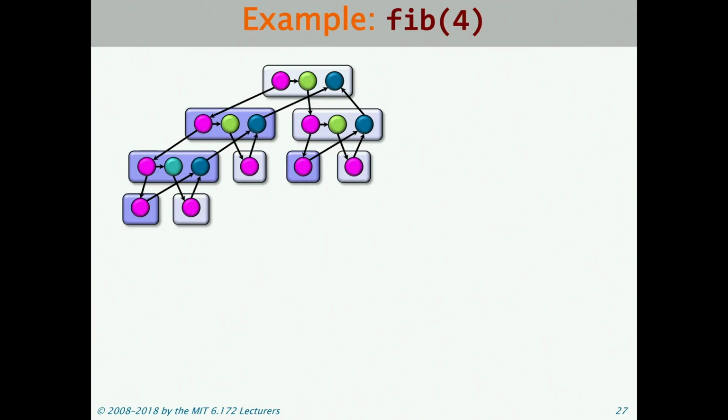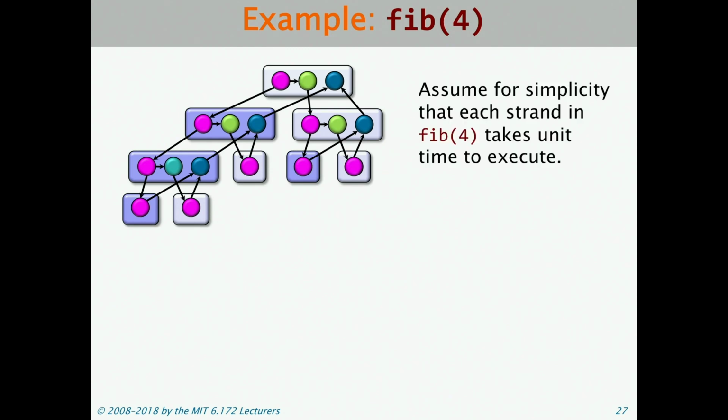Okay, so now we can go back to our Fibonacci example. And we can also analyze the work and the span of this and compute the maximum parallelism. So again, for simplicity, let's assume that each of these strands takes unit time to execute. Again, in practice, it's not necessarily true, but for simplicity, let's just assume that. So what's the work of this computation? 17, right. So the work is just the number of nodes you have in this graph, and you can just count that up and you get 17.